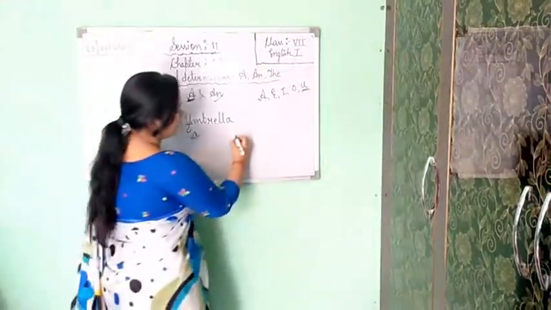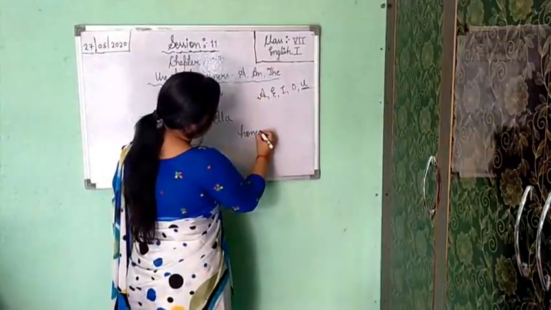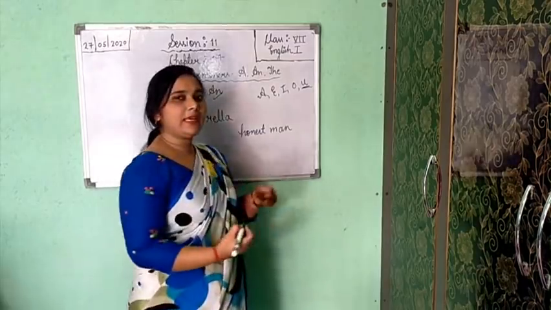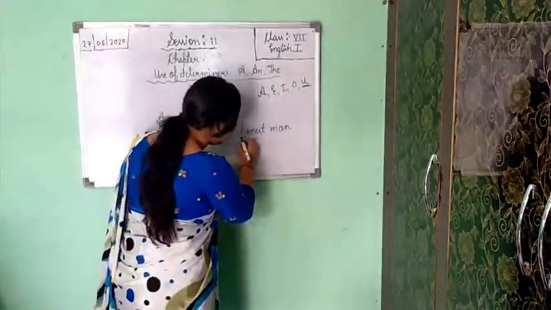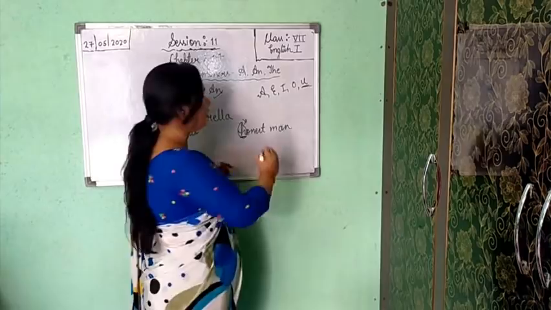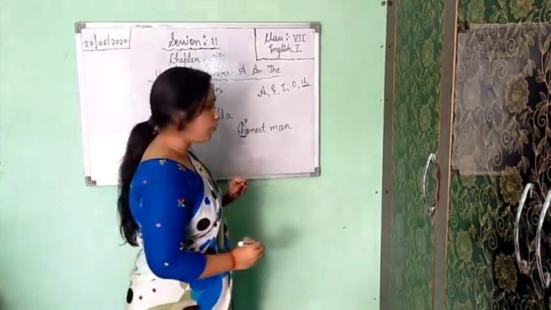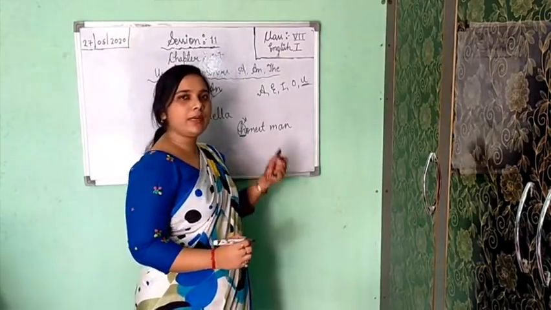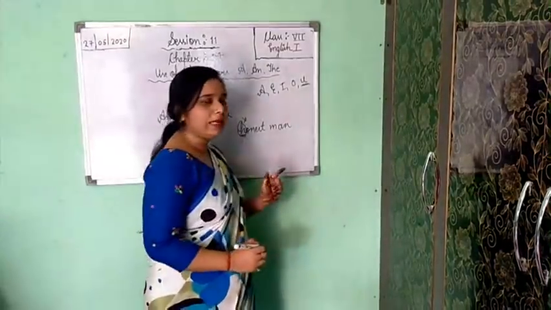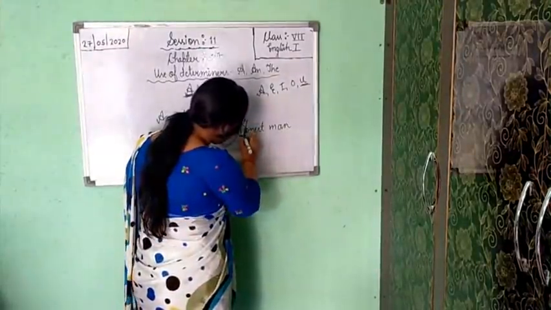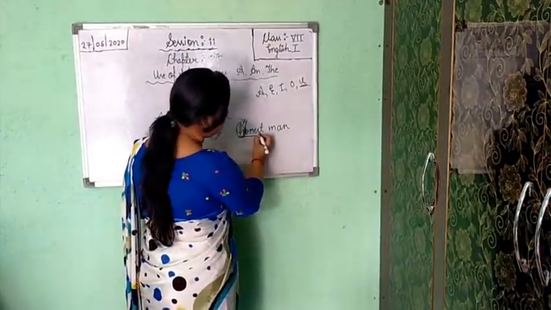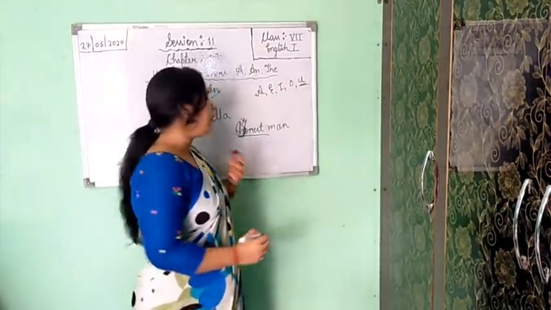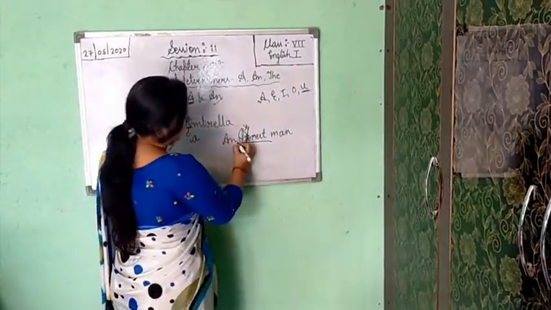Now the next one is honest. Honest man. You know very well, when we say honest, H is silent. We will not pronounce H here. H is always silent in honest. If you are saying the H, then it is wrong. Always remember in honest, H is silent. So you will say the pronunciation from here, honest, and the pronunciation is for a vowel. So again you will put N here.